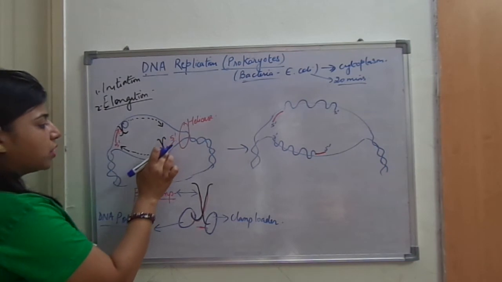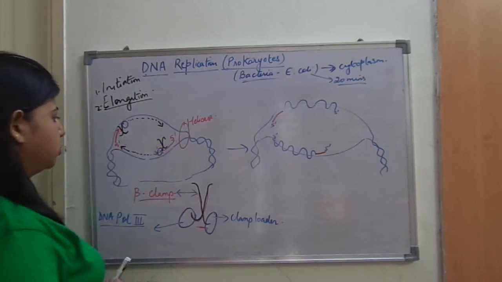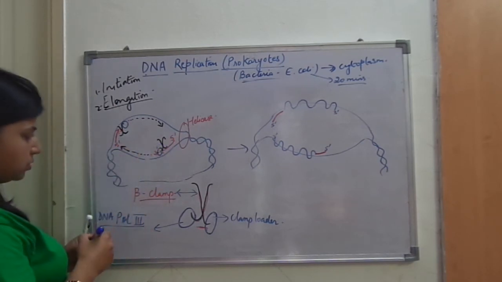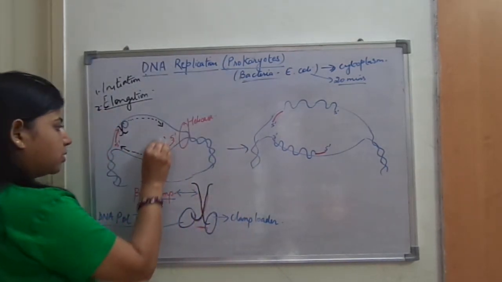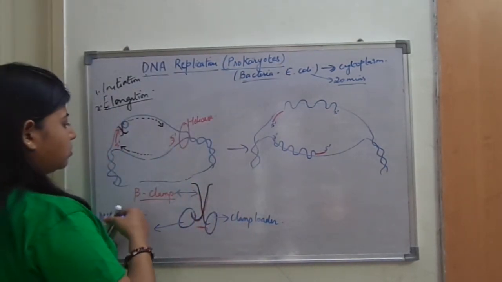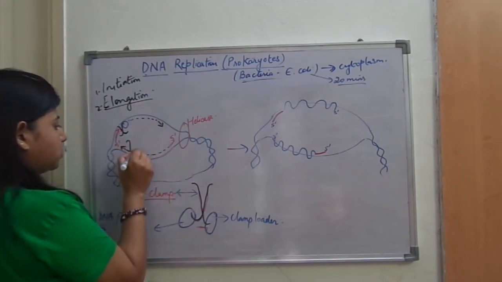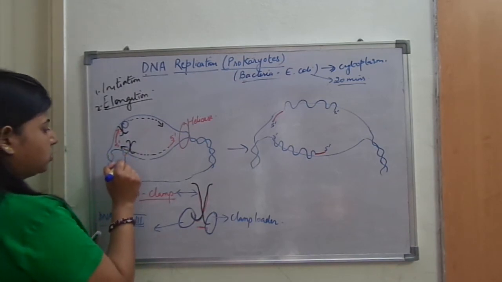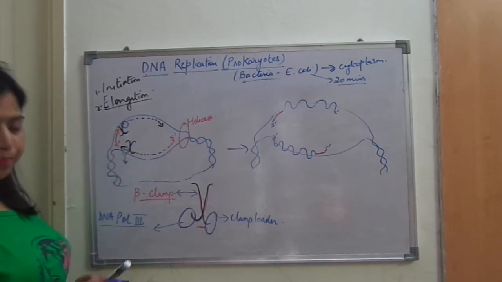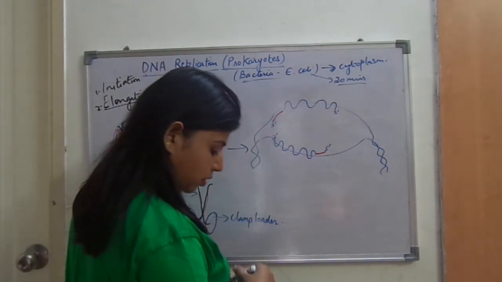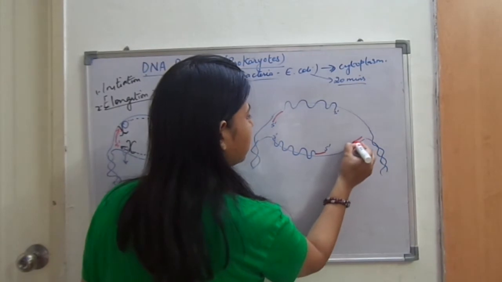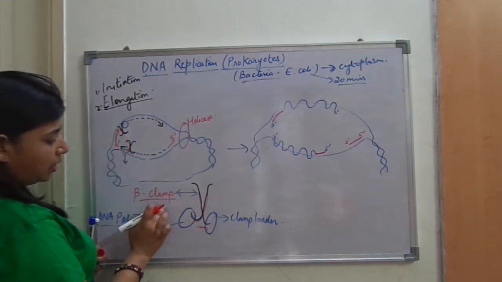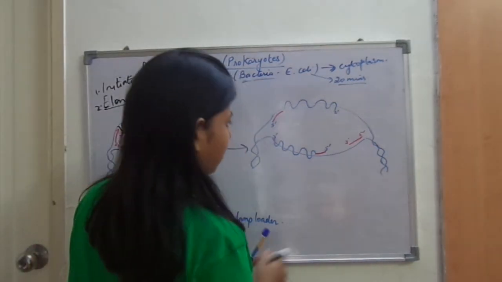So what happens after coming to this position? Later on this beta clamp, if we draw it again, through synthesis this beta clamp has reached this position, and the DNA polymerase has also come to this place. So this DNA polymerase will be released from here, and another RNA primer will be formed. One more RNA primer will be formed over here in 5' to 3' direction, and a second beta clamp will be loaded.